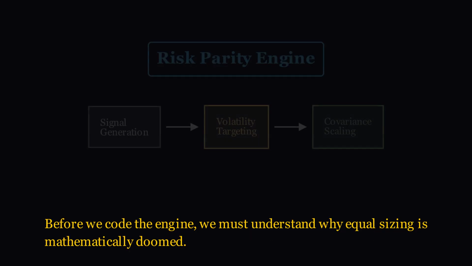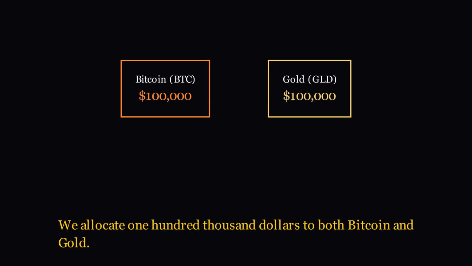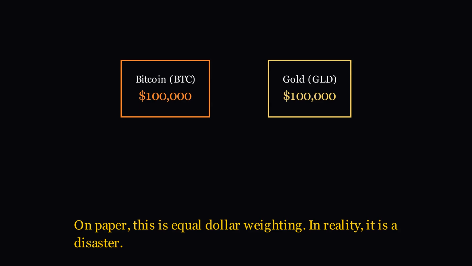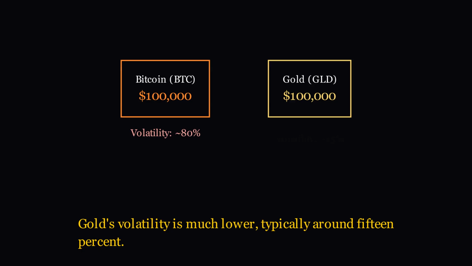Before we code the engine, we must understand why equal sizing is mathematically doomed. Let's look at a standard moving average crossover system. We allocate $100,000 to both Bitcoin and gold. On paper, this is equal dollar weighting. In reality, it is a disaster. Bitcoin's annualized volatility historically hovers around 80%. Gold's volatility is much lower, typically around 15%.